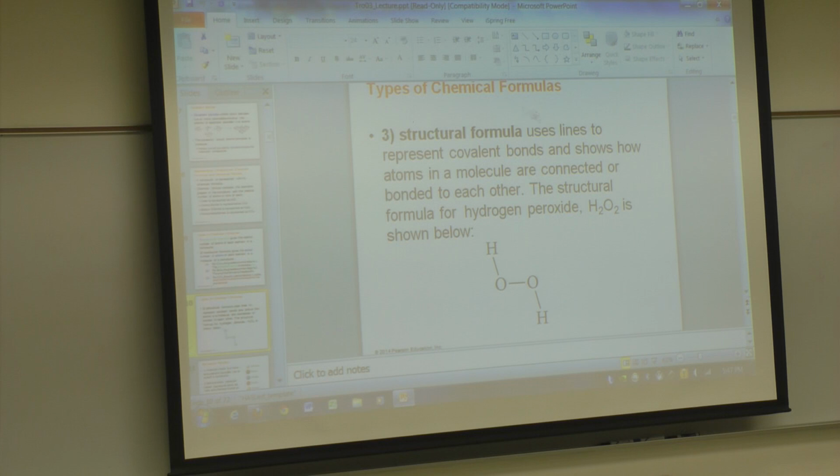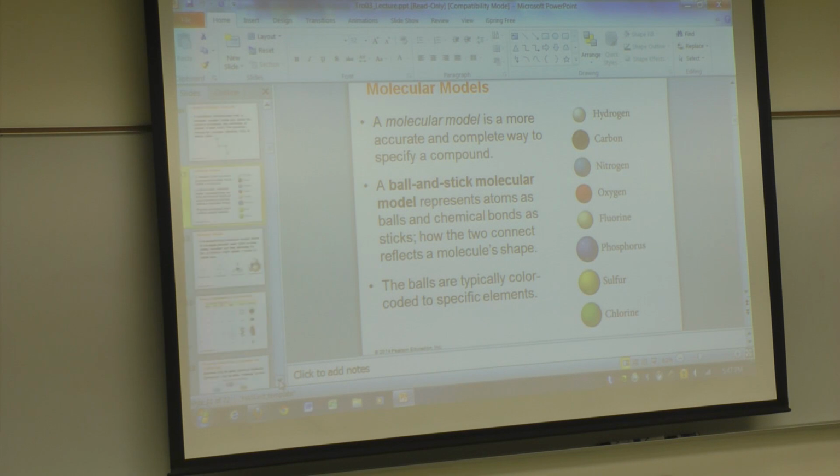Then the other type of chemical formula that chemists tend to use is what's referred to as structural formula, using lines to represent covalent bonds. So in the structure for hydrogen peroxide, H2O2, we can see the structure shown below.